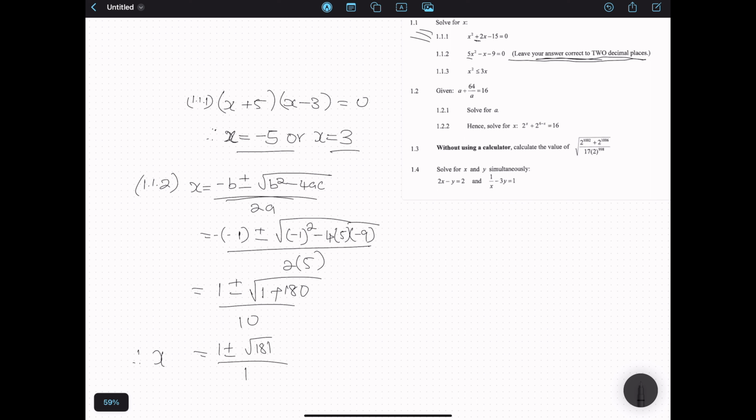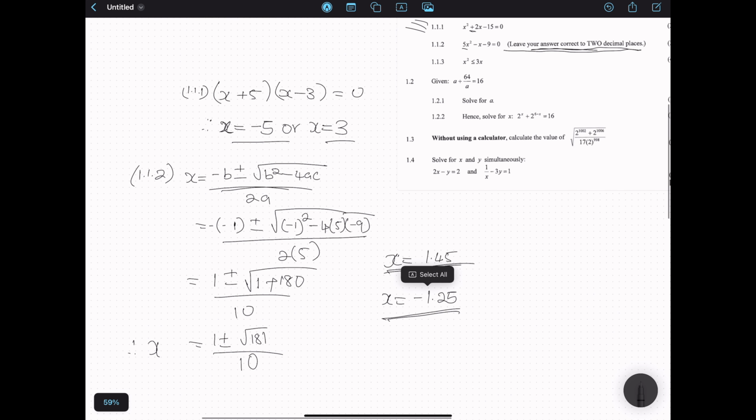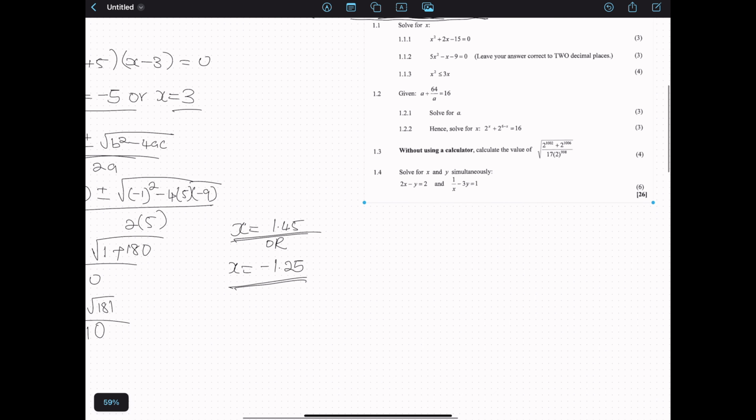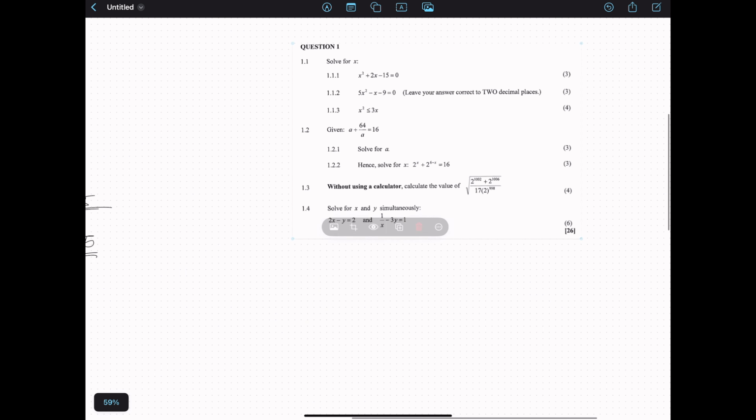Then you can say, because they said you must leave it to 2 decimal places, if you compute this on your calculator, you're going to get x is equals to 1.45, or x is equals to minus 1.25. Those are the answers for this. I hope you got that right. So we're going to move on to the next question.